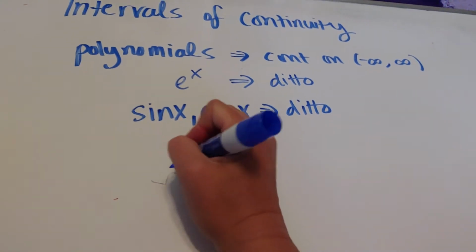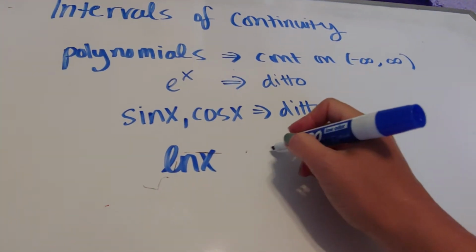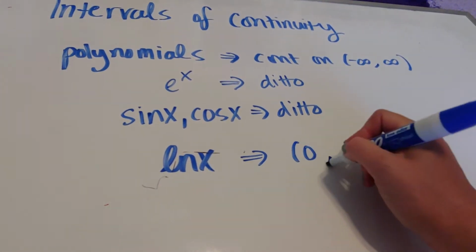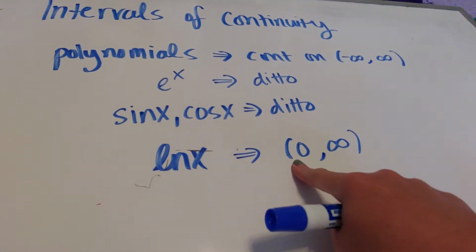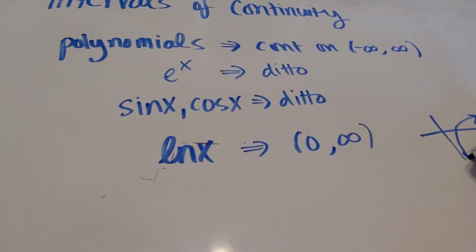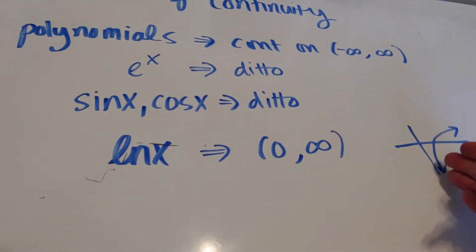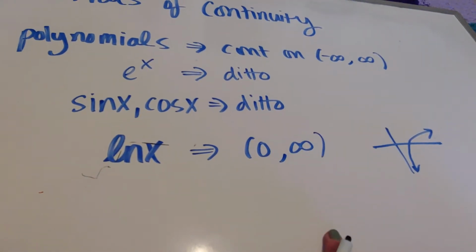The natural log. The natural log is only continuous on 0 to infinity, and you want a parenthesis on 0. That's because the natural log function looks like that guy. So it is one continuous curve, but I can't hit 0 or go to the negative side.